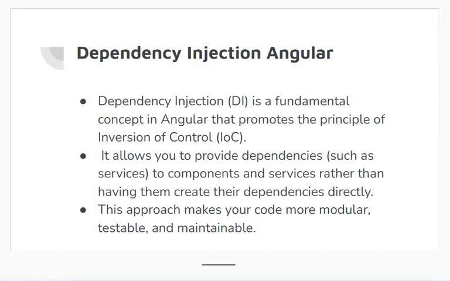So next, we have again dependency injection. To explain it more, dependency injection is a fundamental concept. It's a design pattern that promotes the principle of inversion of control. It allows you to provide a dependency such as services to the components and services rather than having them create their dependency directly. So you don't create an object inside the class, but you provide the dependency through the constructor of the component and the services that are going to use this service. If it's going to use another service, you simply declare this object in the constructor.